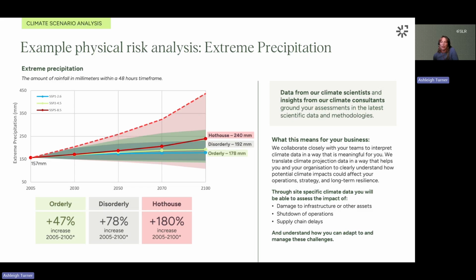So then you'd think about in the hothouse, we're seeing an increase of 180% in precipitation at your site. What does that mean in practice? So it might mean reassessing flood barrier specifications or reviewing your drainage infrastructure or considering whether certain locations are viable over the long term. So that translation from climate data to business decision is where that real value sits and is what the CSA is aiming to uncover.